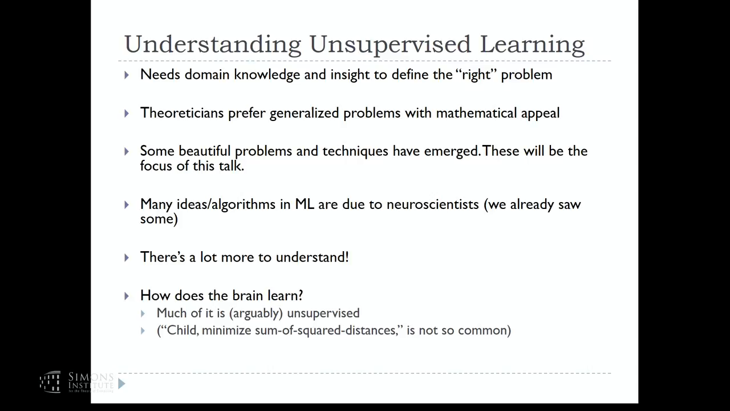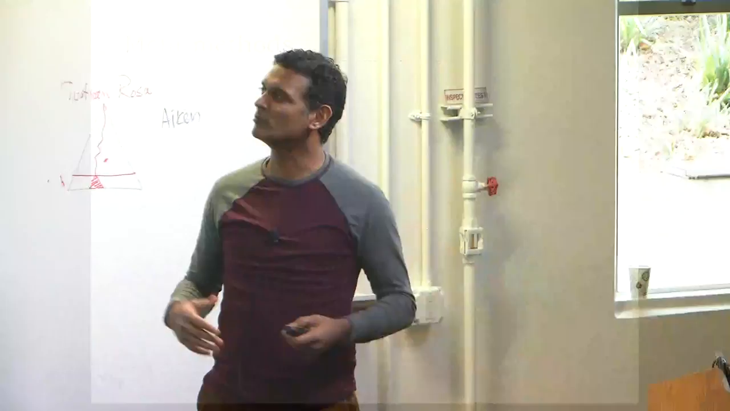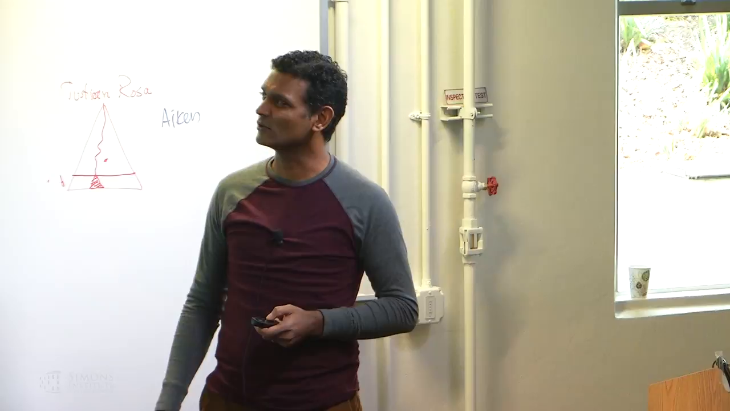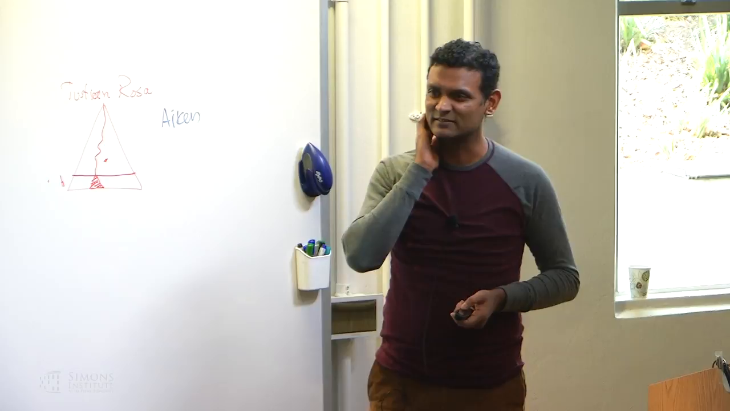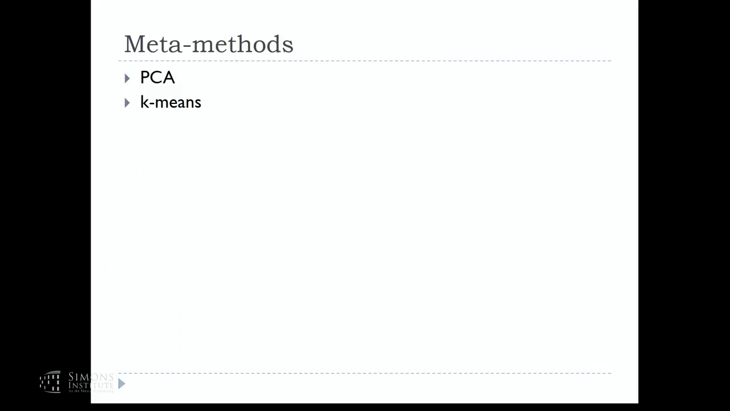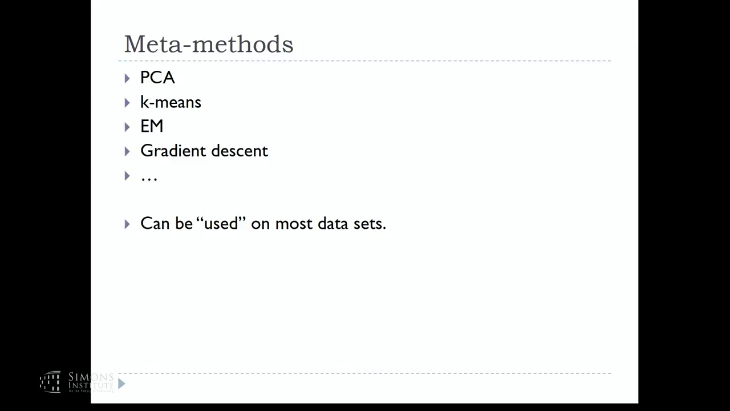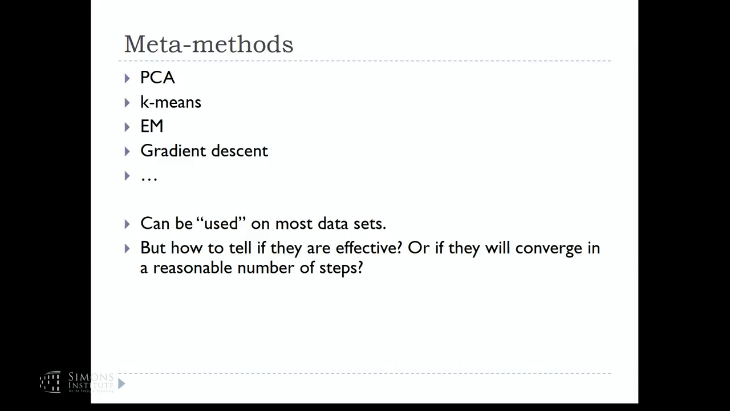Okay. Now there are, in addition to these high-level approaches, also methods you might call meta methods. Principal component analysis, we'll see several slides on this, what we can prove about it. K-means, an algorithm that people use all the time when you don't have labels. Expectation maximization, EM. Gradient descent, certainly. And so on. And the nice thing about these is that you can just use one of them right away on many data sets, so it's great. But then, are they actually working? Will they converge? What will they converge to? When, why? These are all questions that are open for the most part, and certainly in supervised learning as well.